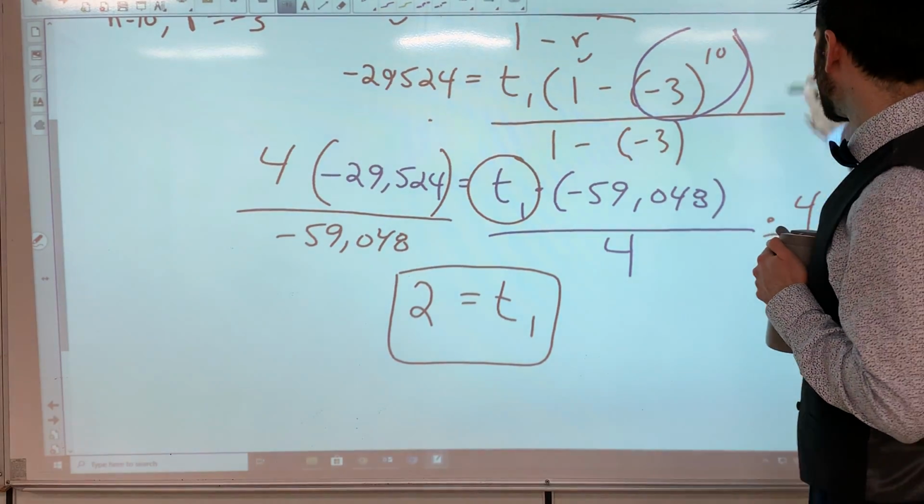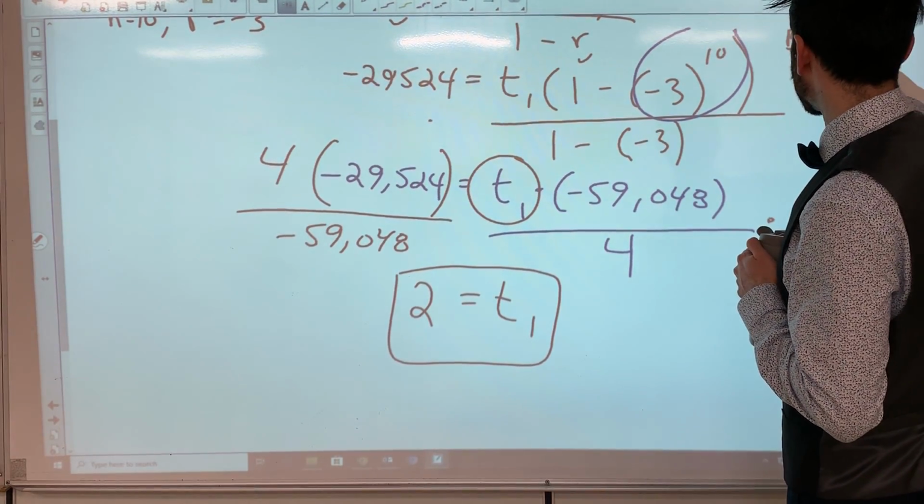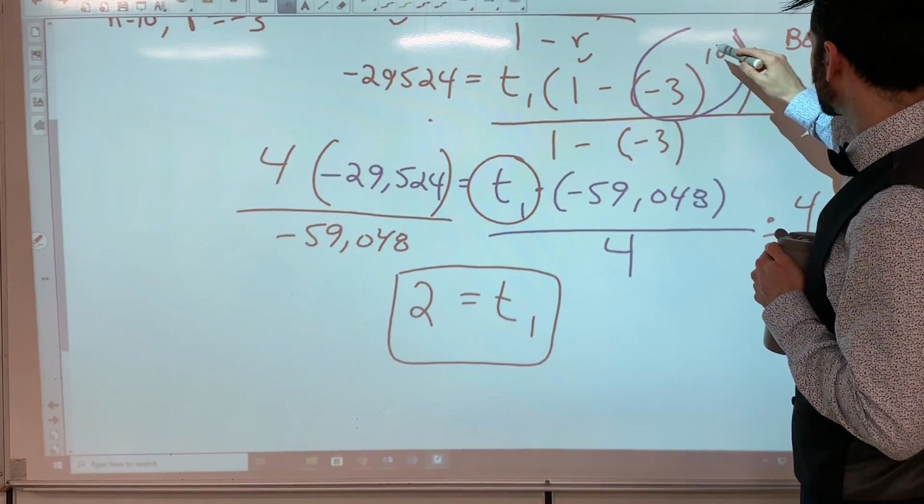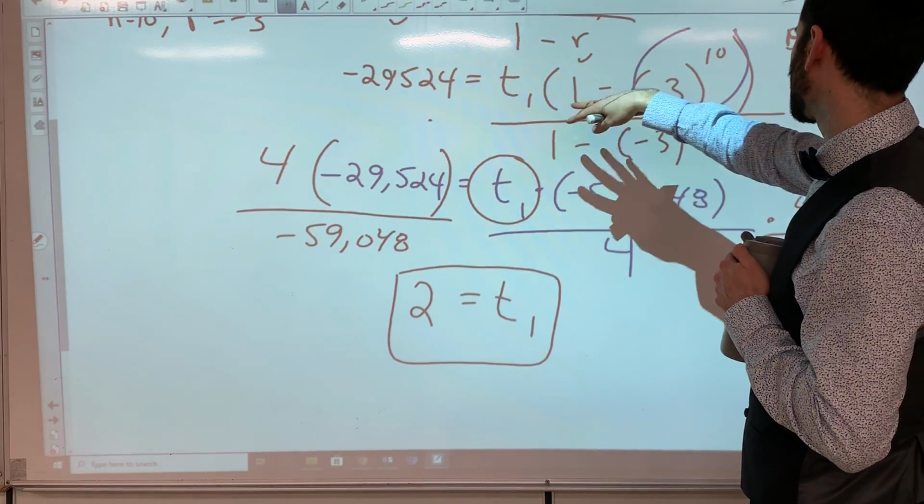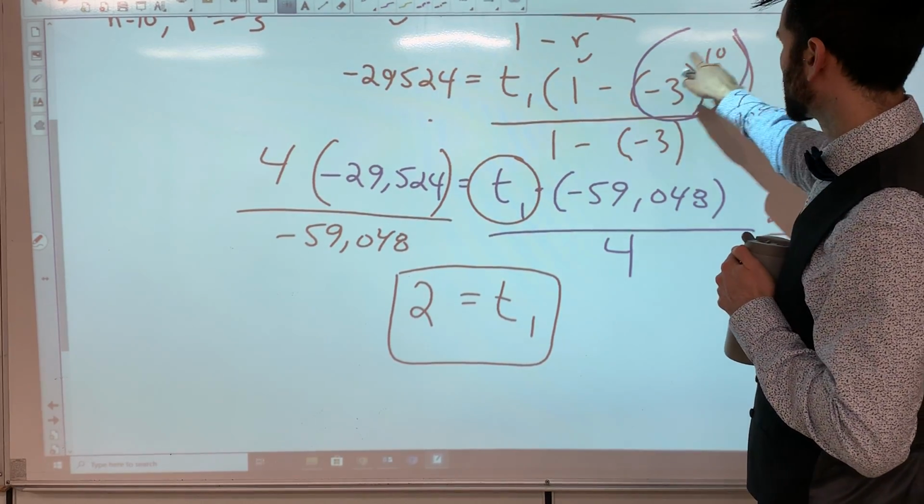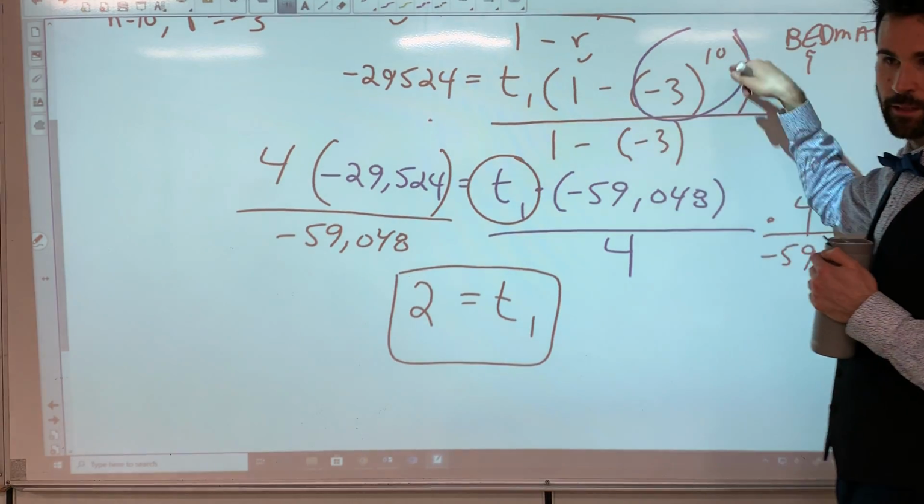Yeah, guys, BEDMAS is going to apply all the time. So you're going to do brackets first. We went into the bracket and then we said, okay, exponents. So you've got to figure this out before you can go 1 minus whatever.